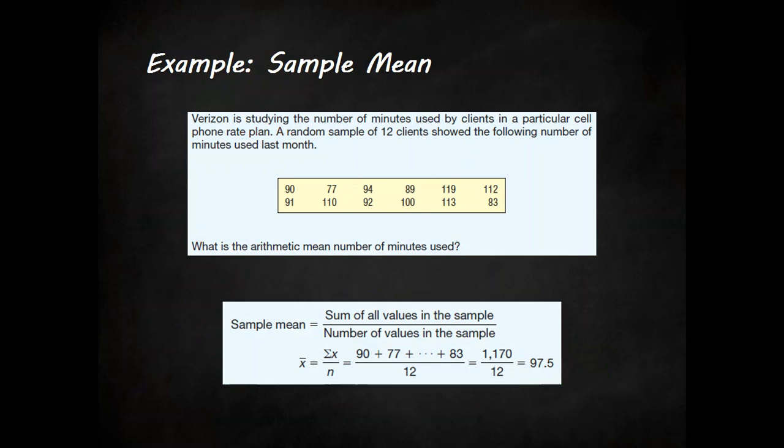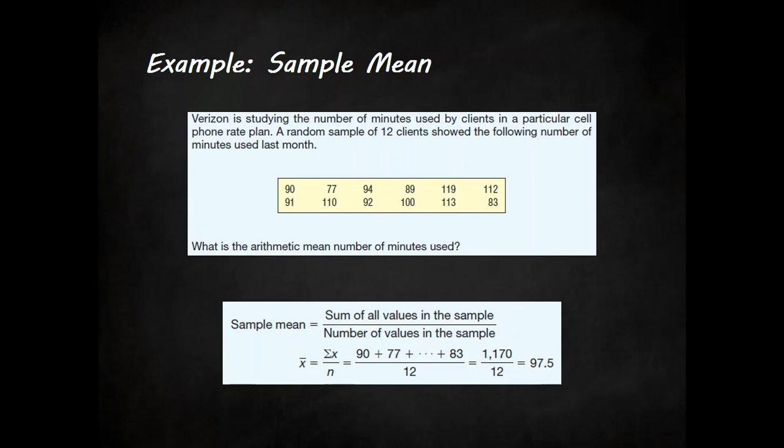Verizon is studying the number of minutes used by a client on a particular cell phone rate plan. A random sample of 12 clients shows the following number of minutes used last month. So you look at all of these and you want to know what is the average number of minutes, or what is the mean of the minutes utilized by individuals in this population. And so you do the sum of the values. So you sum up all the values, which is 1,170, and you divide it by the total number of observations, which is 12, which gives you an average or a mean of 97.5.